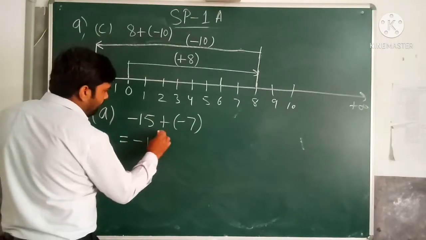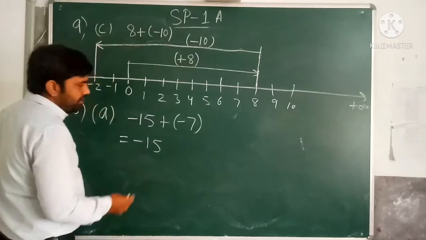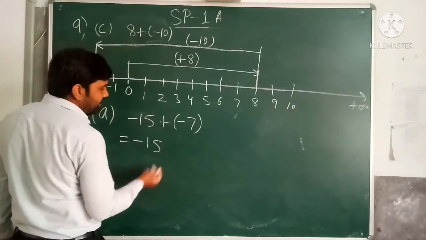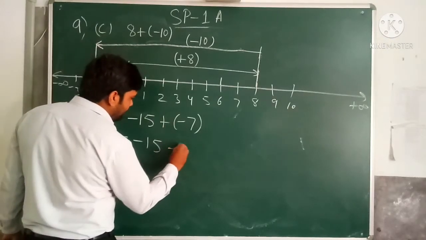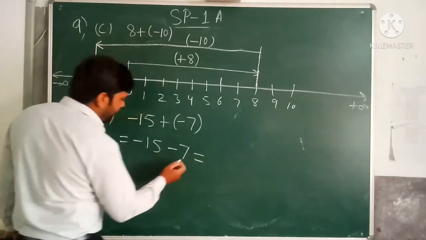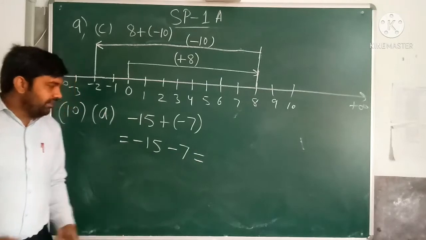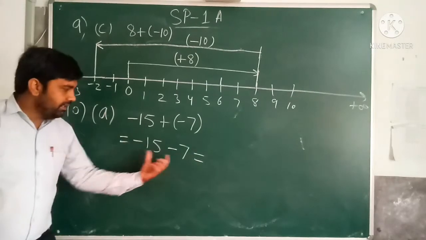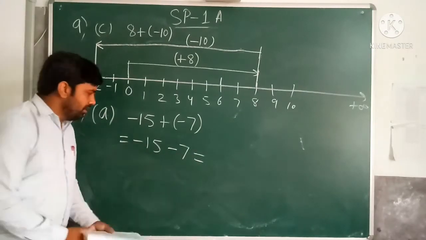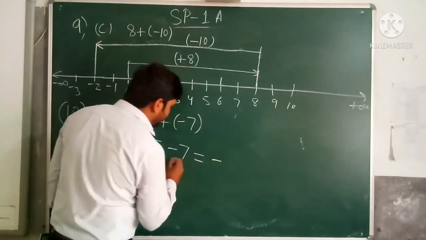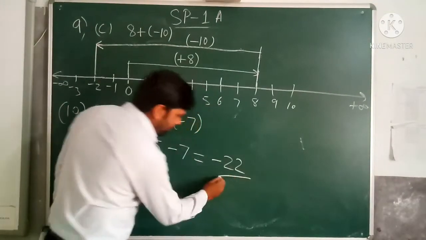Minus 15 plus minus: when you multiply two signs together, the product of unlike signs is negative. So plus minus gives you minus 7. So minus 15 minus 7. What will be the result? Both are negative, so you add them. 15 plus 7 is 22. Both the signs are same, so minus 15 minus 7 gives minus 22.